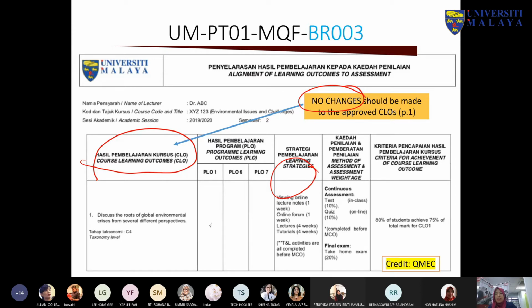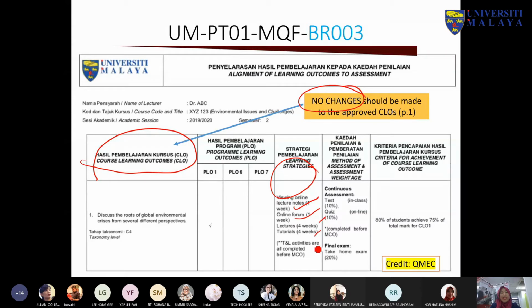How this lecturer maps the constructive alignment that we just discussed. So take a look at the learning outcomes. Here it says: discuss the roots of global environmental crisis from several different perspectives. So you talk about discussions. What do they do in the learning strategies? You can see that the first one is viewing online notes for 1 week, online forum for 1 week, lecture for 4 weeks, tutorial for 4 weeks.